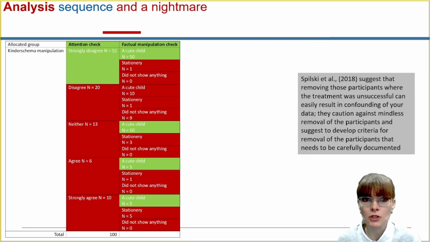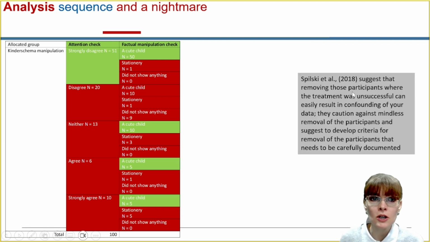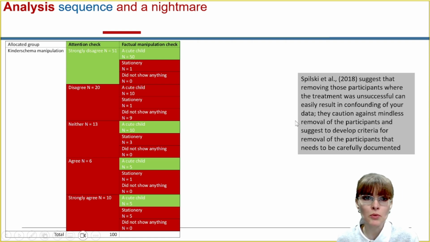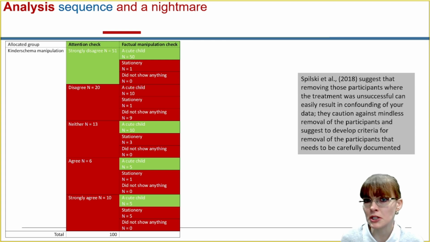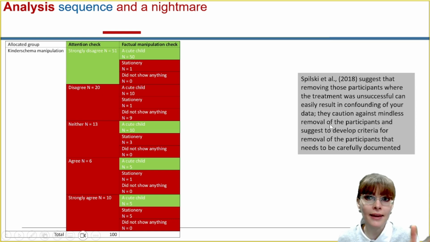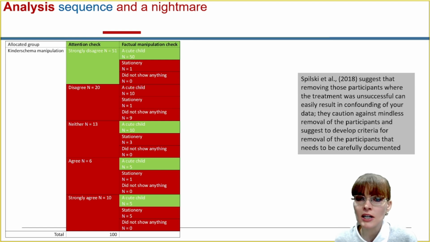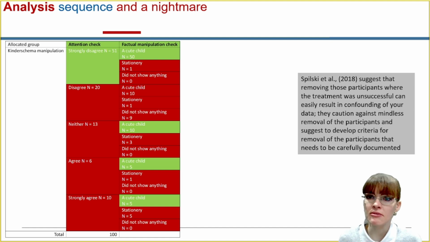And what to do in this situation? I'm going back to Spilsky, who actually cautions researchers about such situations. They suggest that removing those participants where the treatment was unsuccessful can easily result in confounding your results, which means that you're retaining only the people for whom the manipulation actually works. So you're kind of inflating the results of your research. That's why they caution against mindless removal of the participants, and they suggest to develop a very detailed and logical research protocol to explain who would qualify to be part of your sample, even if they haven't met some of the required attention checks.